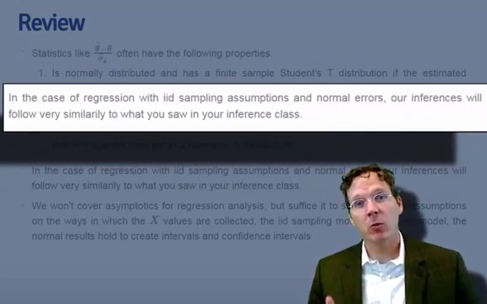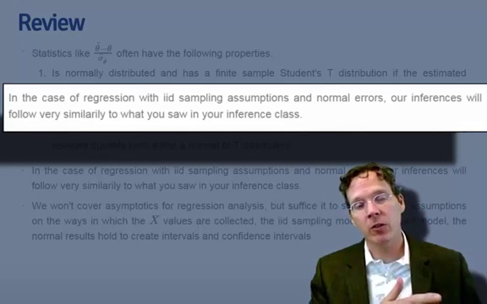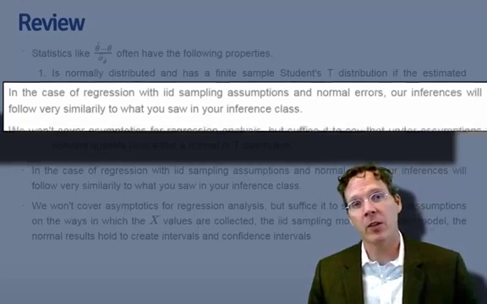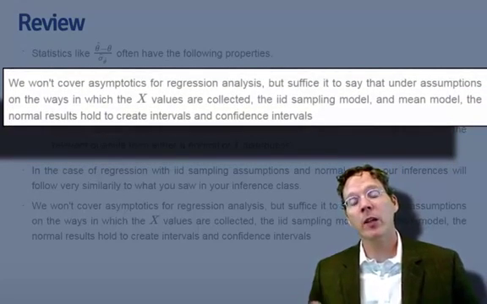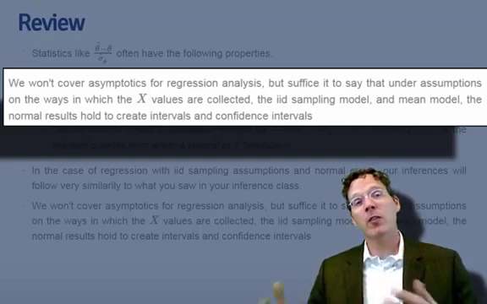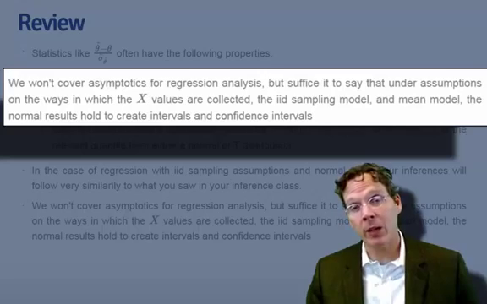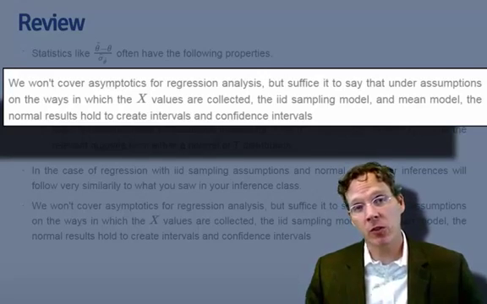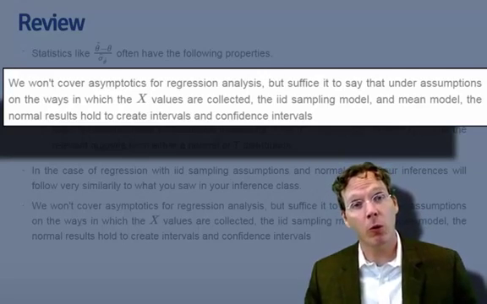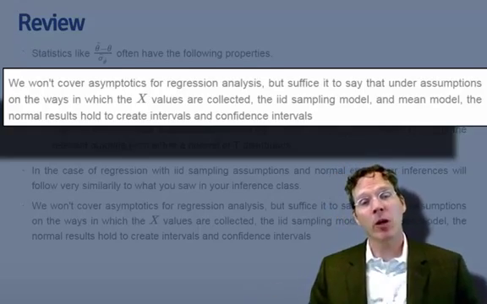In the regression case, with IID sampling assumptions for our normally distributed errors, inference will follow along these lines very similarly to what you saw in that class. And we're not going to cover at all asymptotics for regression analysis, but suffice it to say, it's not mandatory for the errors to be Gaussian for our statistical inferences in regression to hold. You can appeal to large sample theory, though it's a little bit more complicated.